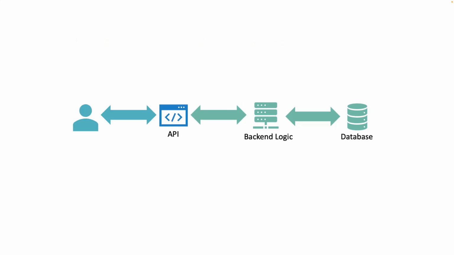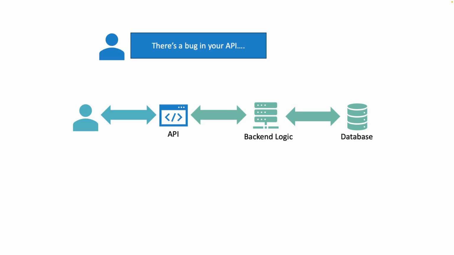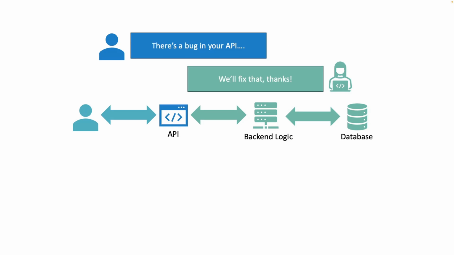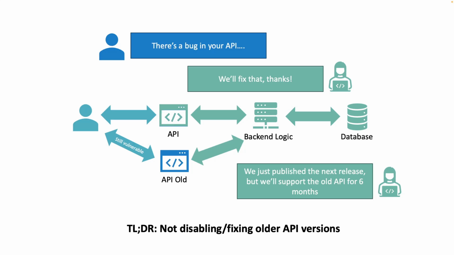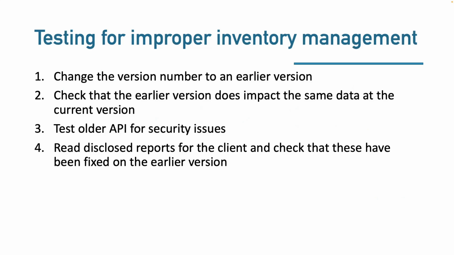Essentially, somebody has said there's a bug in your API. The client says, we'll fix it, thank you. And even though they fix it, they still support the old API for 6 months. But the old API is connected to the same backend logic, the same database. And therefore, because it's still accessible and still available, the exploit hasn't really been fixed. The older version is still left up, even though it should have been decommissioned.